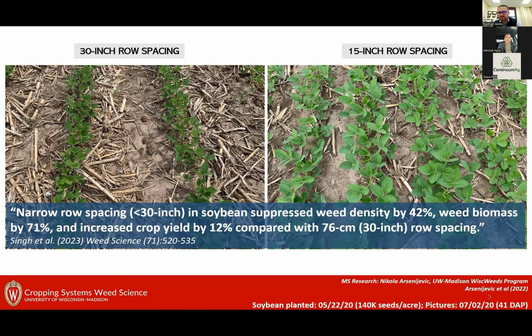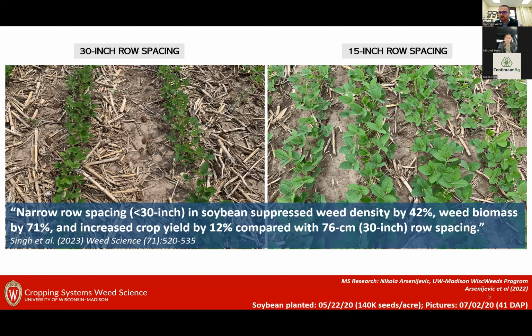And then there's this work that just came out of the University of Nebraska-Lincoln. What they did is what we call a meta-analysis. They looked at 30 years of research, Mitchell, and what they learned is narrow row spacing, anything narrower than 30, can be 20, 15, 10s, 7.5. Narrow row spacing in soybeans suppressed weed density by 42%, weed biomass by 71%, and increased crop yield by 12%.